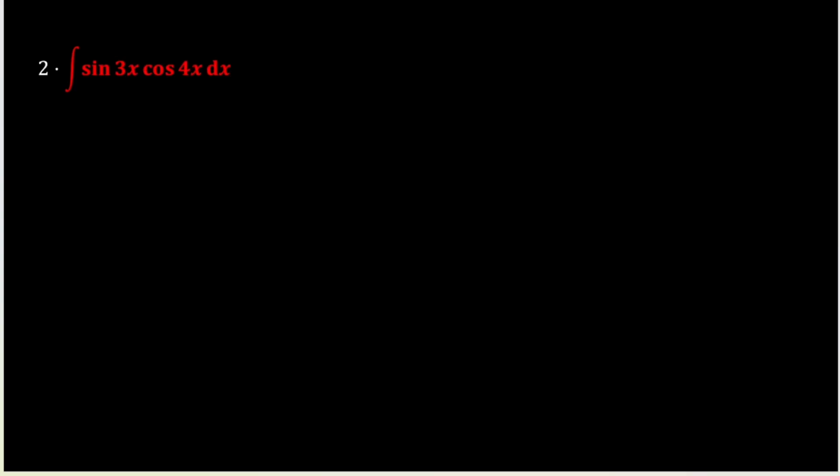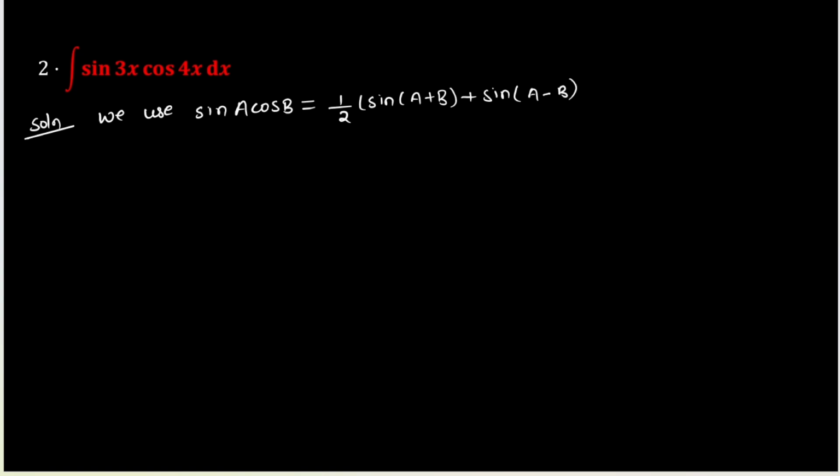Next problem. This integral is solved by using a formula, the sum identity: sin A cos B is equal to 1 by 2 times (sin(A plus B) plus sin(A minus B)), where A is equal to 3x and B is equal to 4x.